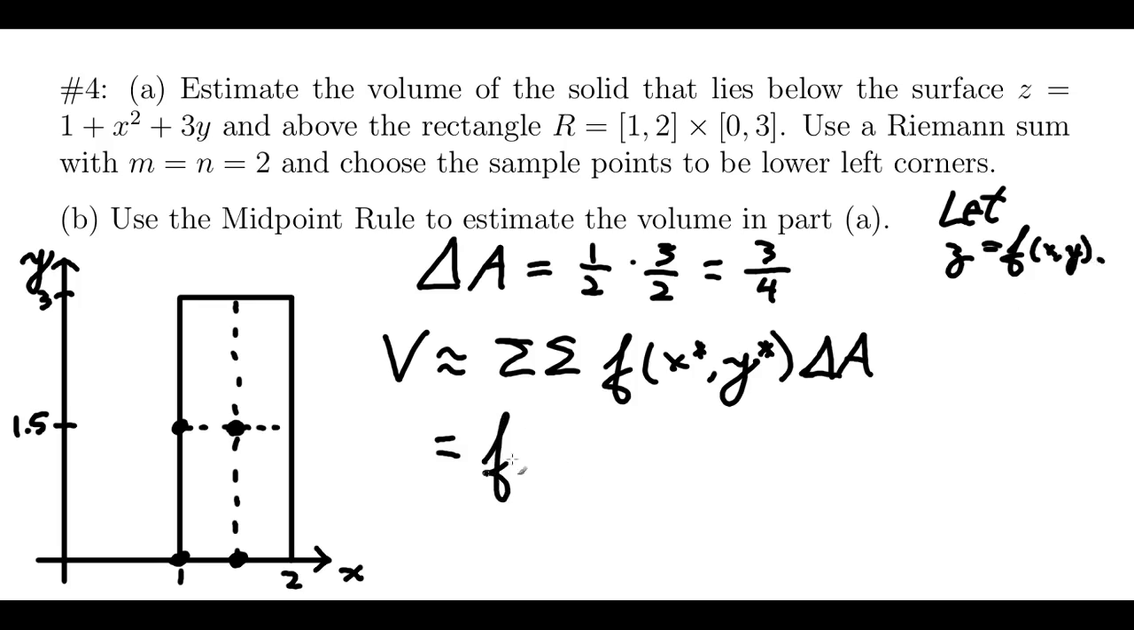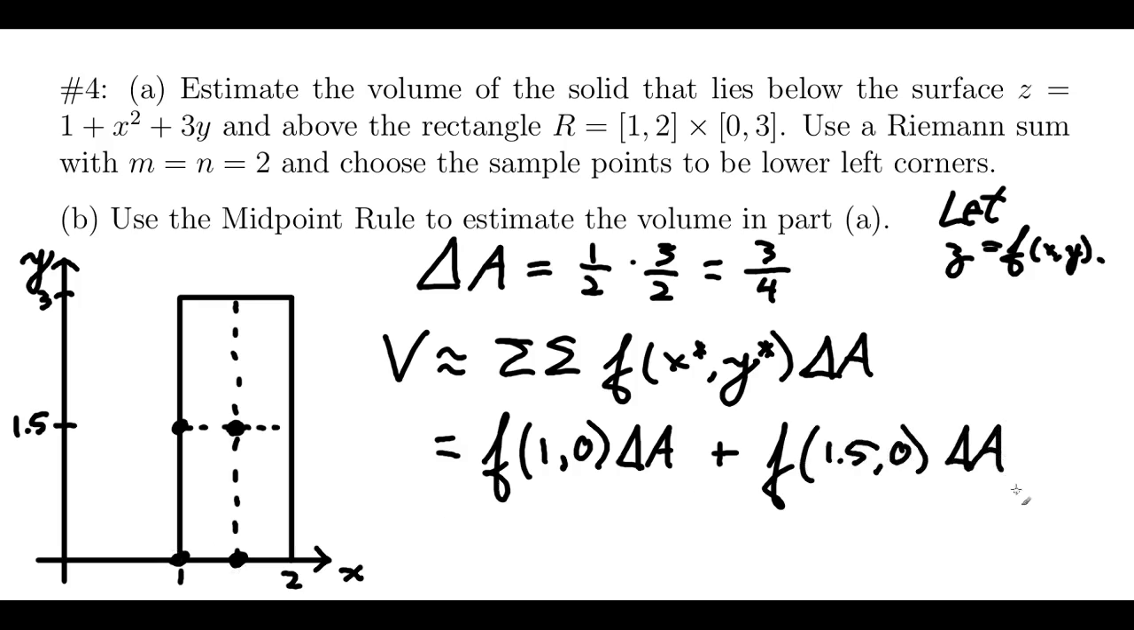So we can evaluate our function now at each of these xy pairs in turn. Since our sample points were lower left, let's just start at the lower left rectangle here. Its sample point is the lower left. That has coordinates 1, 0. So we'd evaluate f at the point 1, 0, and we would multiply that by delta A, which of course is 3/4. I'll write that in the next step though. And then we want to add the function value at the next point, which is 1.5, 0, multiplied by delta A.